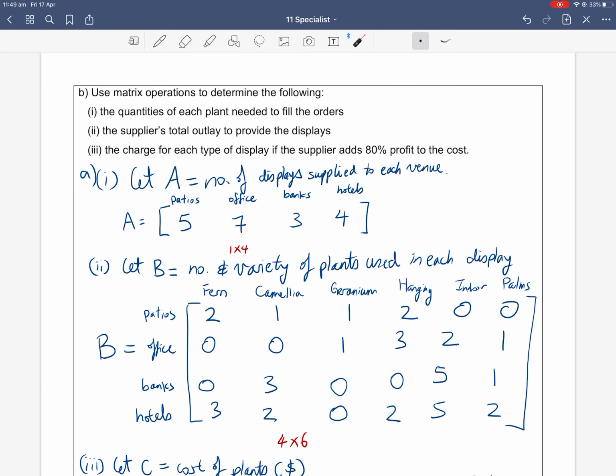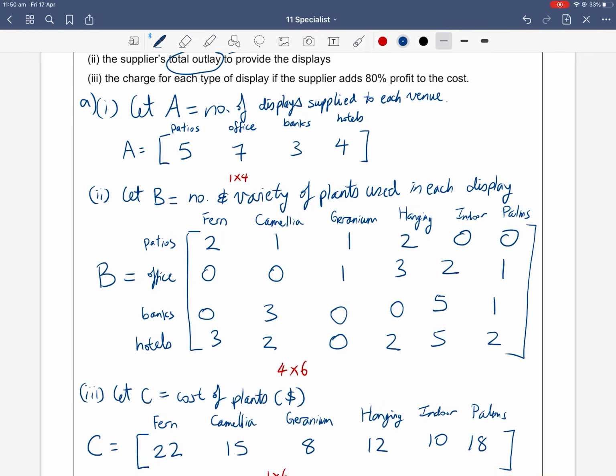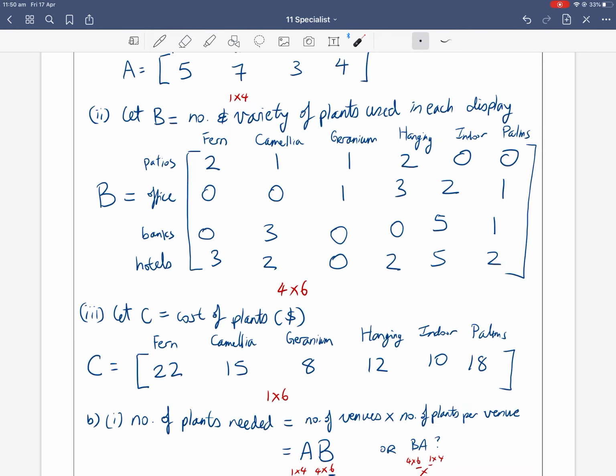So that's B part 1, which is looking at the quantity, the number of plants that each venue needs to fill up the displays. Number 2 is the supplier's total outlay to provide the display. Total outlay is another way of saying total cost. So how much does it cost for the supplier to provide for all these displays, right? So how does this tie in with our labeled matrices?